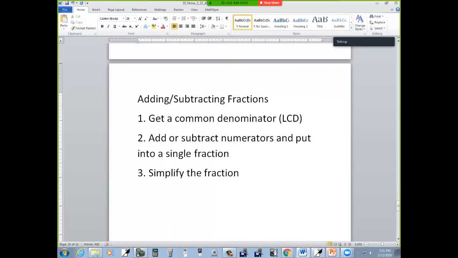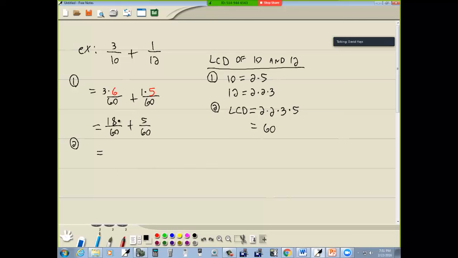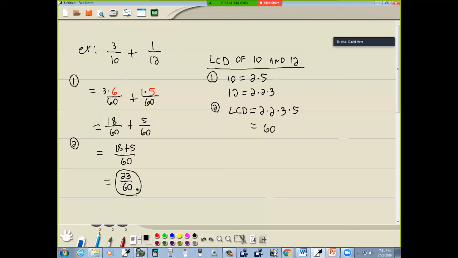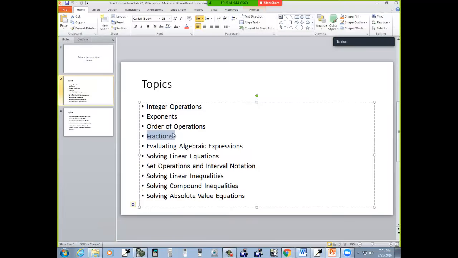Now step 2, add or subtract the numerators and put into a single fraction. In this case we have a plus here, 18 plus 5, and we put it into a single fraction. And that gives us 23 over 60. Now normally we'd try to simplify this fraction, but that doesn't look like it'll simplify at all. 23 I believe is prime, so that would be our answer. Fractions is kind of a longer process.